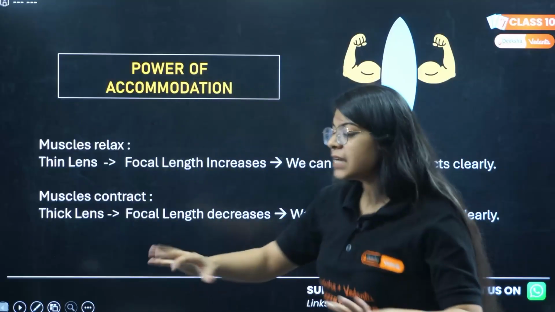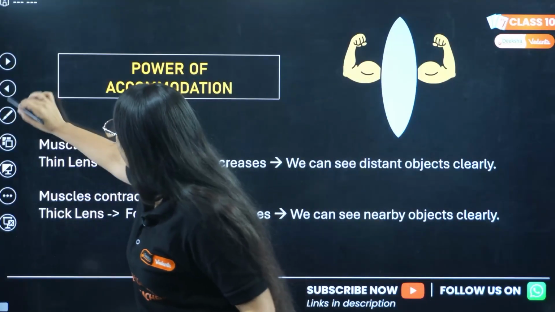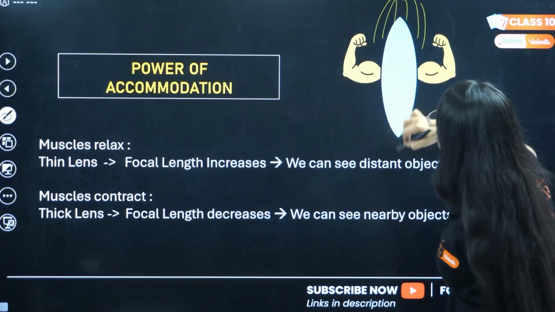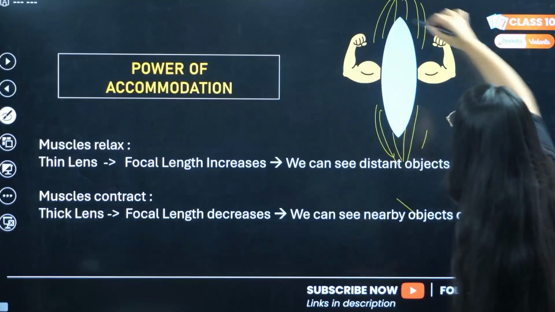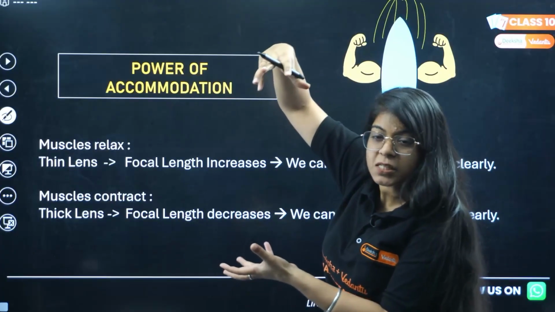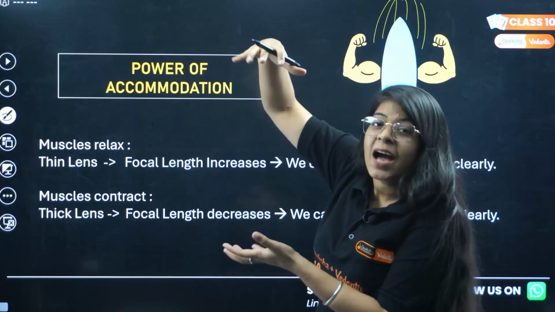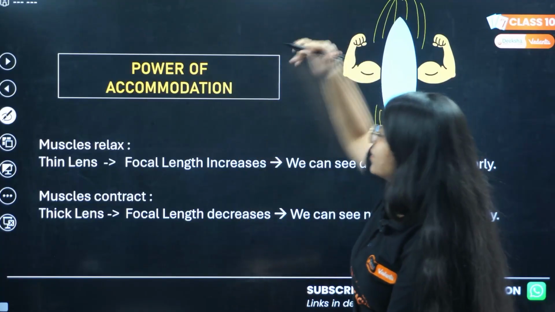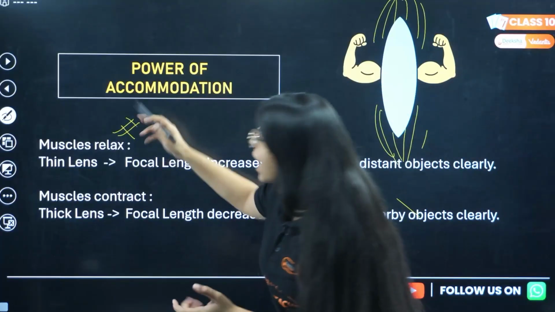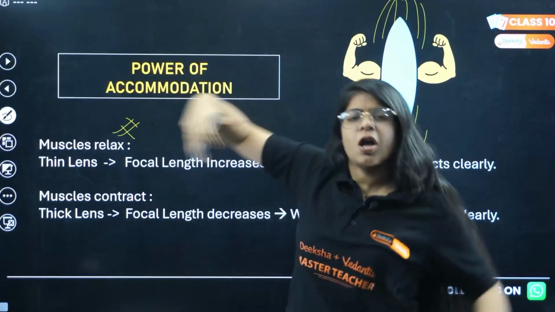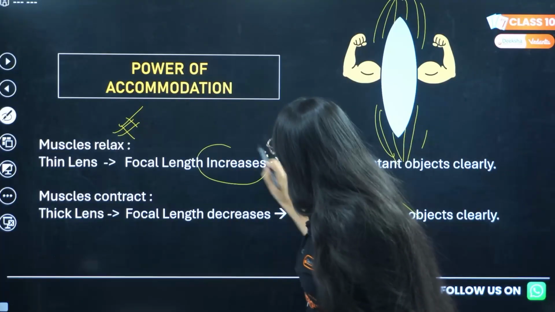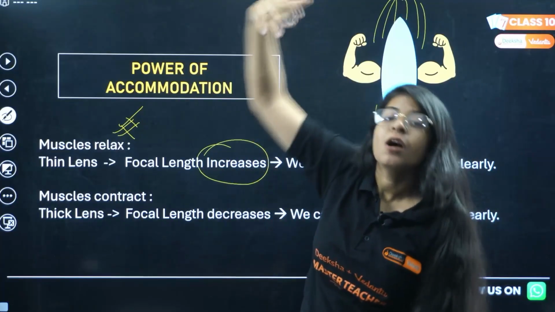These are your ciliary muscles, and then this is a big eye. Now, if these ciliary muscles relax, the eye lens can relax too. If the muscles are relaxed, the eye lens is relaxed. So when the muscles relax, the eye lens gets large, and its focal length increases. If my eye lens gets enlarged, the focal length will increase.